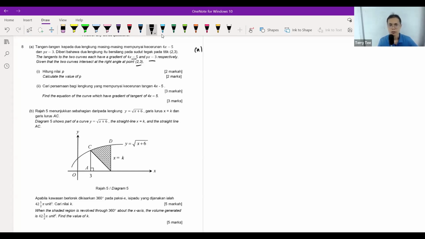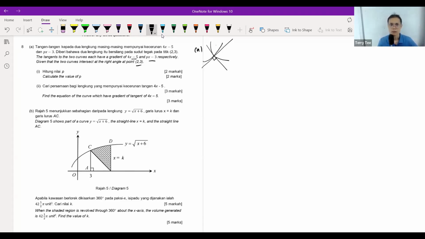Calculate the value of p. Okay, when two curves intersect at the right angle, meaning, maybe we can draw the first curve like this. Second curve also just a sketch. This is your first tangent. This is your second tangent. Second curve like this. They both intersect at the right angle.